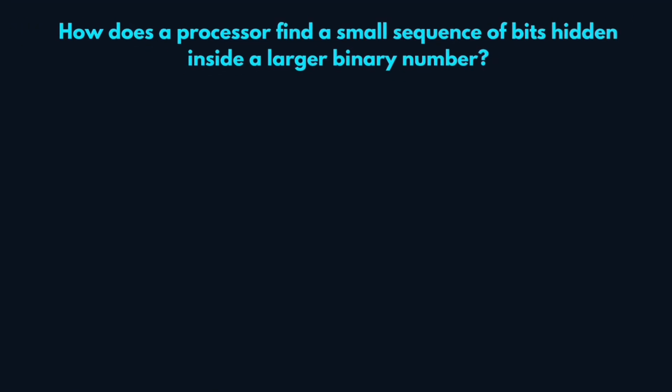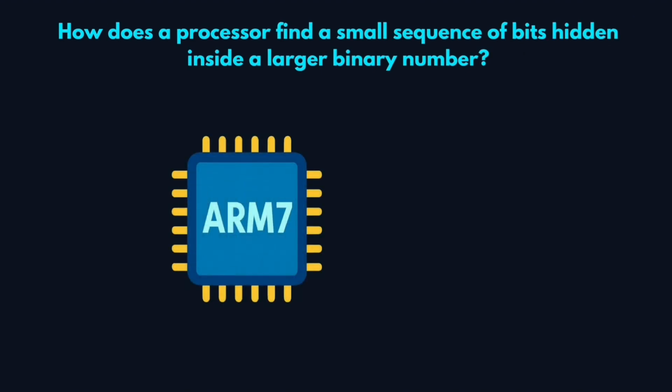How does a processor find a small sequence of bits hidden inside a larger binary number? Today we will see how ARM7 detects whether a 4-bit pattern exists inside an 8-bit data value.